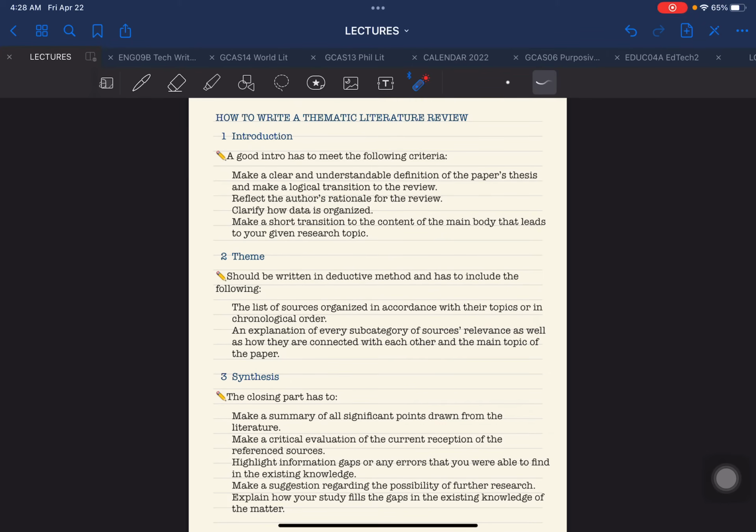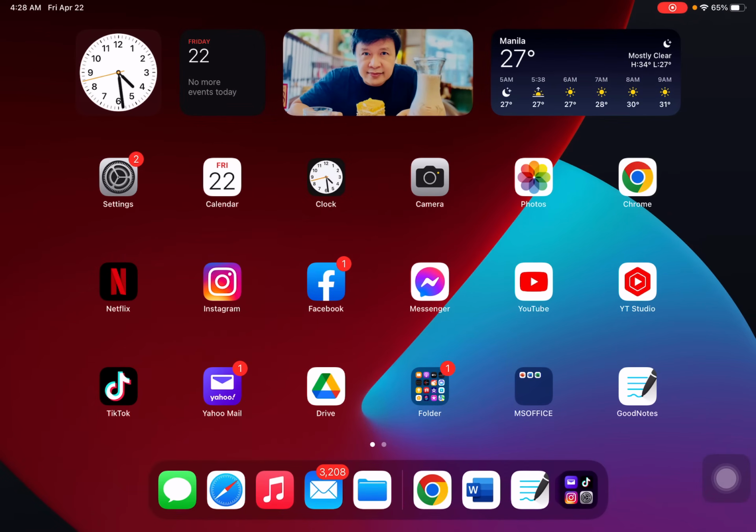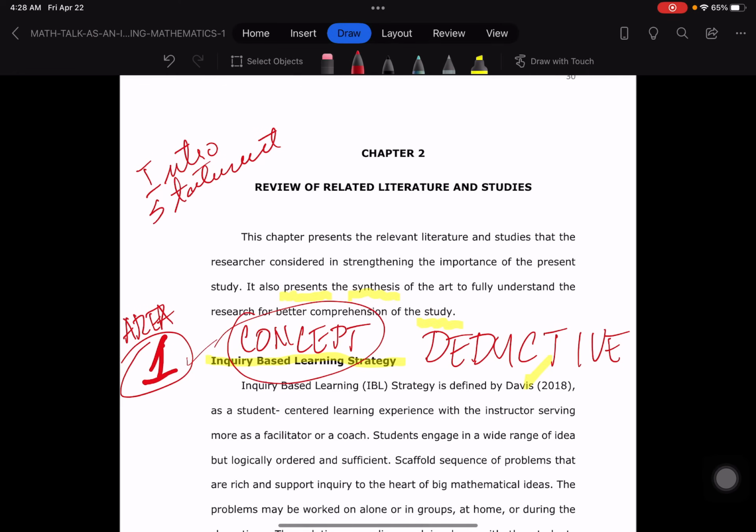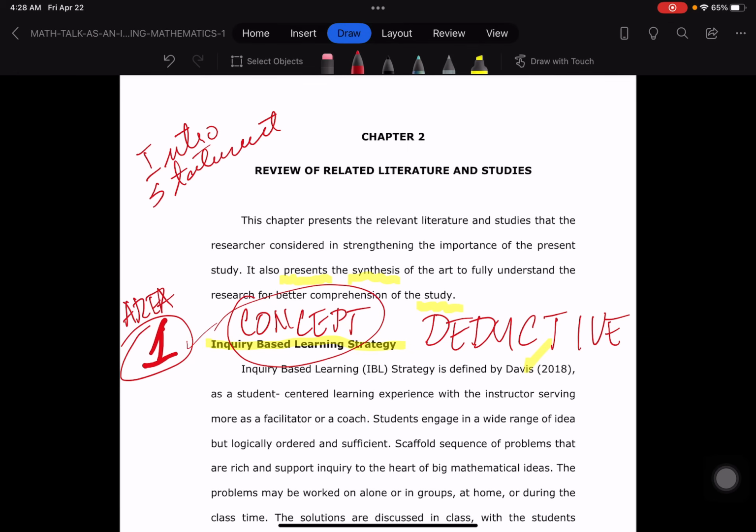So again, as I mentioned earlier, I am going to briefly go through a sample literature review presented in a study at the graduate school level. So we are going to go to this particular example. Again, this is the review of related literature and studies. So remember the parts that we discussed earlier. The first part is the introductory statement. So this is what we call the introductory statement.